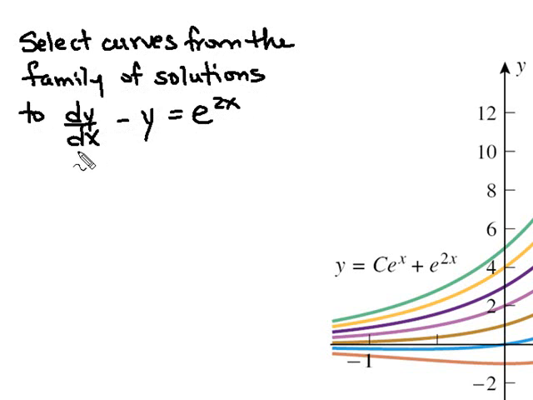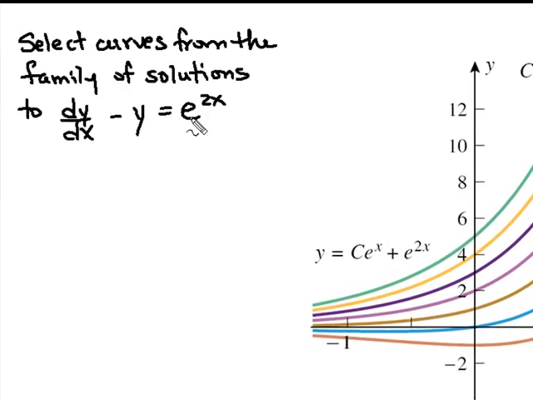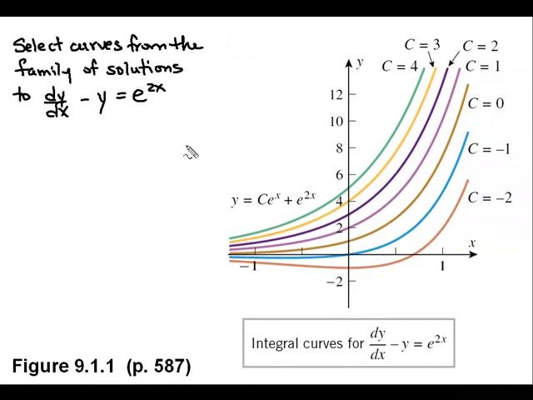dy/dx minus y equals e to the 2x. Now the two solutions in particular that we looked at were c equals 0 here in brown. For c equals 0, the equation of the function, which is the solution to the differential equation, is y equals 0 e to the x plus e to the 2x, or in other words, when c equals 0, you're just looking at y equals e to the 2x.